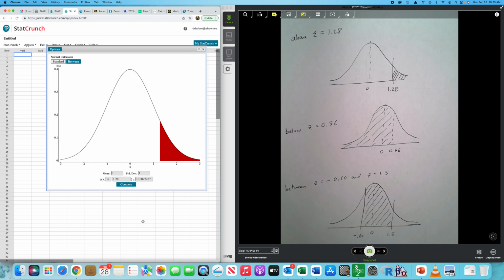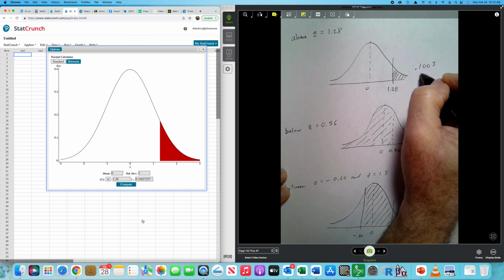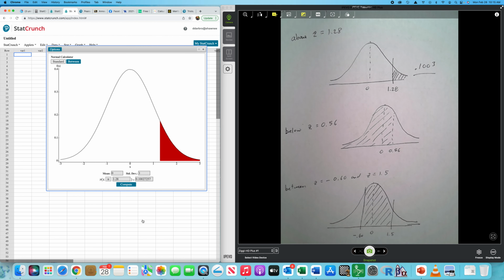Compute. I've got my answer: 0.1003. Now, if you know anything about these stupid tables, can you imagine how long it would take to get something like that in a table? Plus, you always have to worry about, am I getting above? Am I getting below? Did I subtract it from one correctly? In this way, I've got a visual.